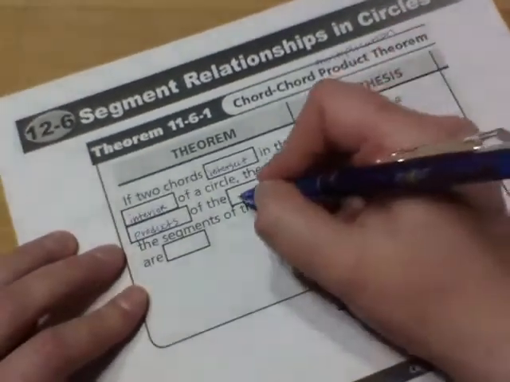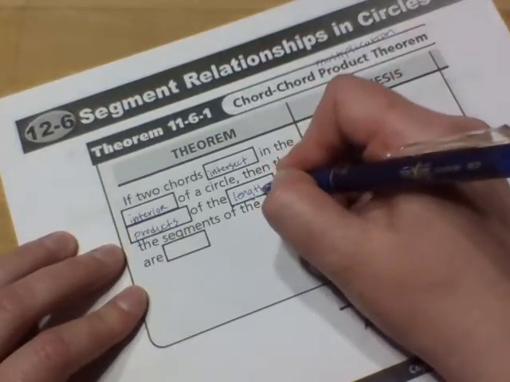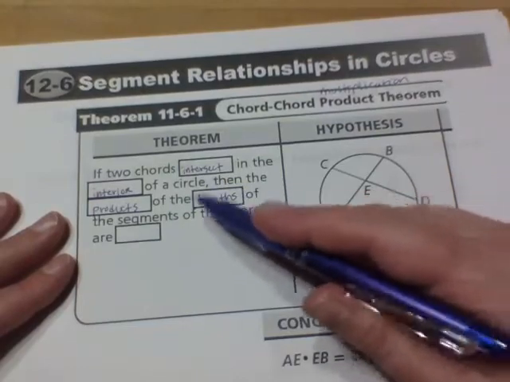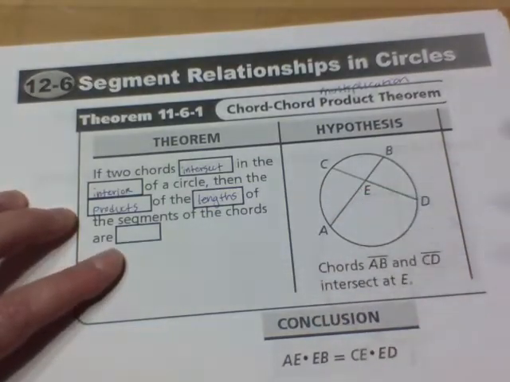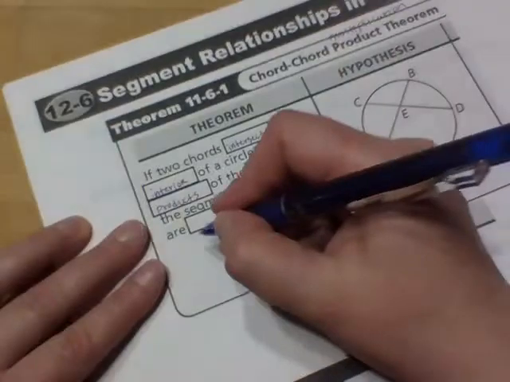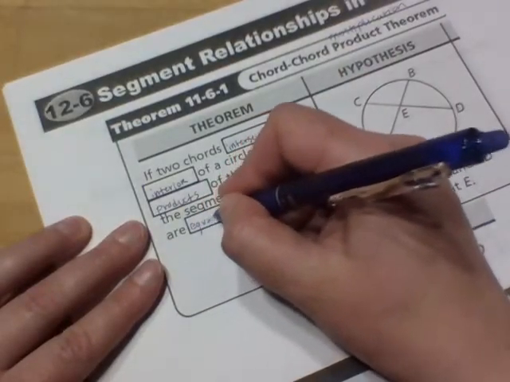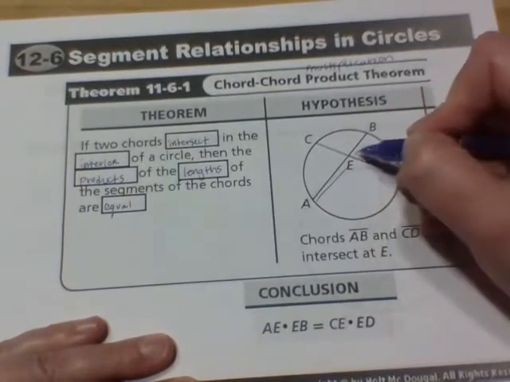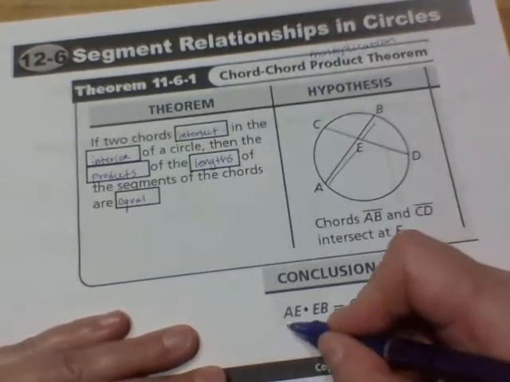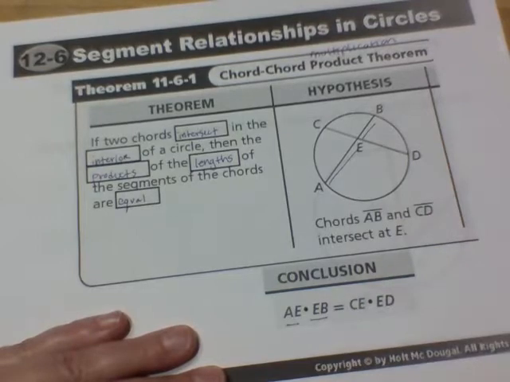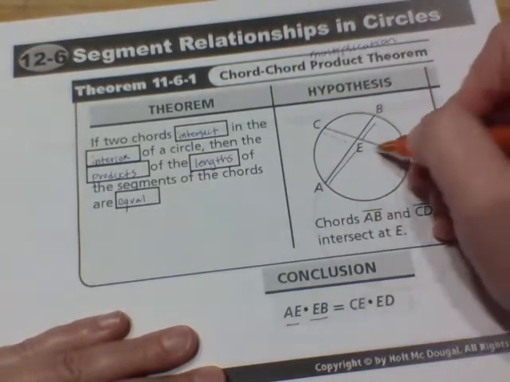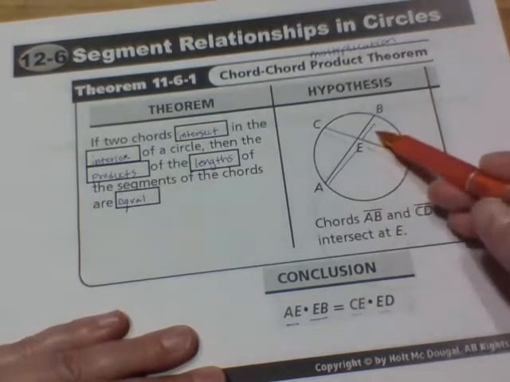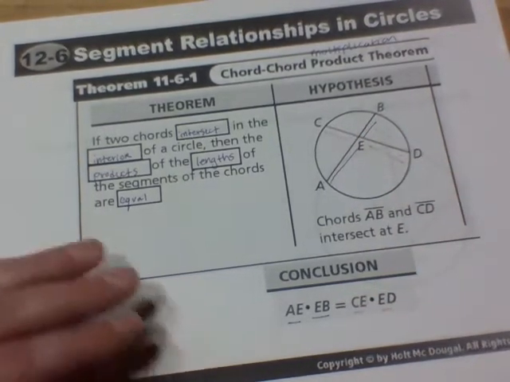Of the lengths. Notice we are going with lengths and not angles like we've been doing for a while here. So it's very key that we're doing lengths, and they are equal. You can take AE, which is this piece, multiplied by EB. If you know those two lengths, then that is going to equal CE times ED. So two pieces of each of the chords multiplied.